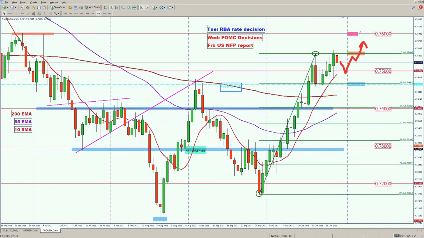If it does break through, then watch out for the 0.76 area. But if it's disappointed with whatever decisions, and it could pull back lower to retest the 21 fib area, nothing to worry about. And then perhaps the daily 200 may provide some dynamic support. Okay, but I think overall it's still in a bullish phase.